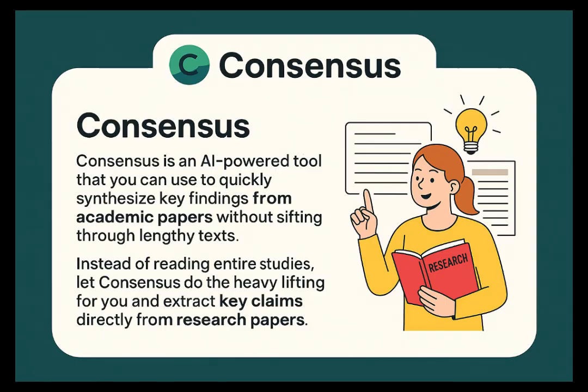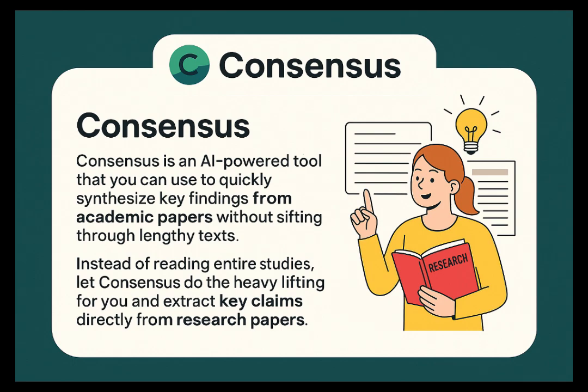Let's start with Consensus. Consensus is like the Google search of research papers, but instead of giving you endless results, it gives you direct answers. Here's the magic. You enter a research question. Say, does mindfulness improve focus in teenagers? And Consensus instantly scans thousands of peer-reviewed papers to pull out the key findings. No fluff, no ads, just what the research says and whether experts agree.